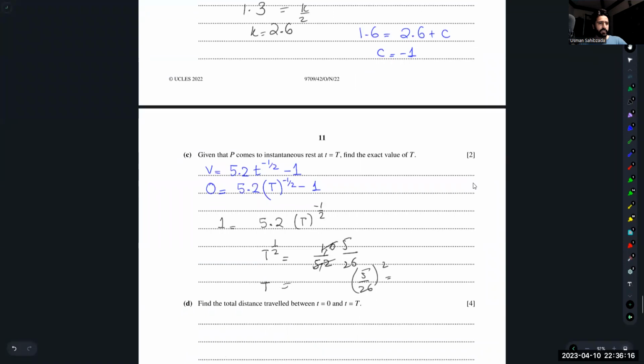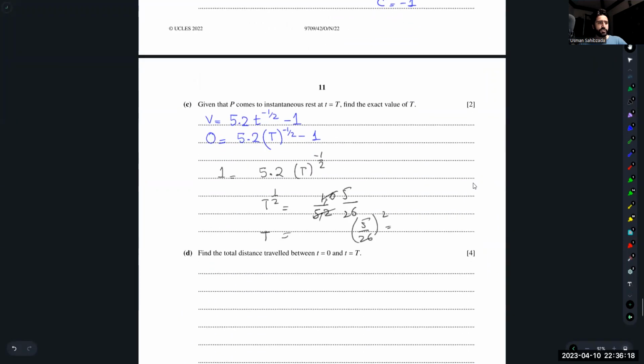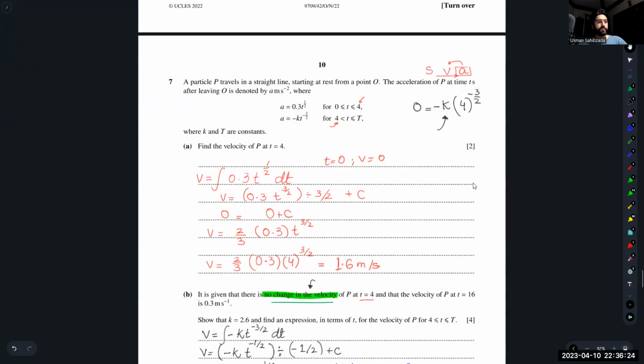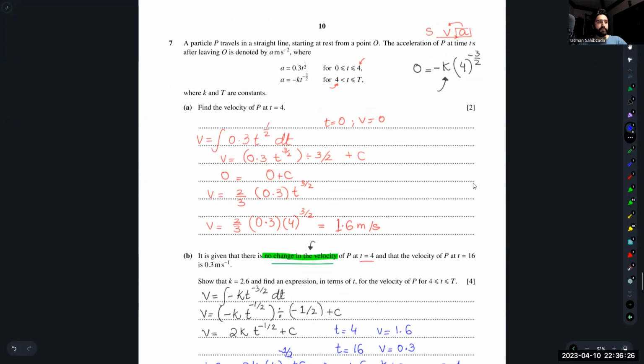ज़्यादा लंबी कहानी मैंने कर दी है. Find the total distance traveled between 0 and t. Well, this is for 4 marks. तो total distance traveled आपके पास 2 parts में divided है. First part is जब पहले 4 seconds में ये जो distance travel कर रहा है, distance जो है वो ये इधर लाई कर रहा है s.